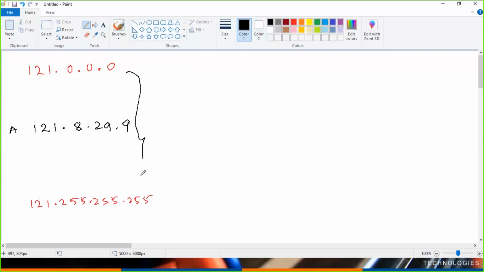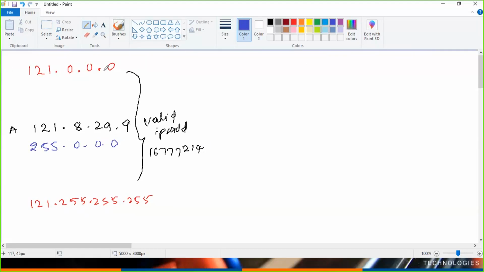In between all IP addresses are valid IP addresses. How many valid IPs in between for a class A network? 16777214, that is 16777216 minus 2. And what will be the subnet mask for all these IP addresses? 255.0.0.0.